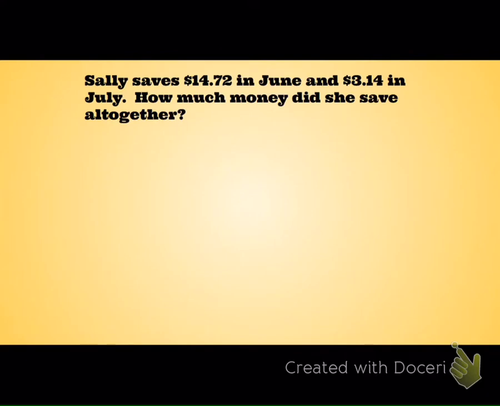All right, so let's take this example. Sally saves $14.72 in June and $3.14 in July. How much money did she save altogether? So again, let's think about that modeling.